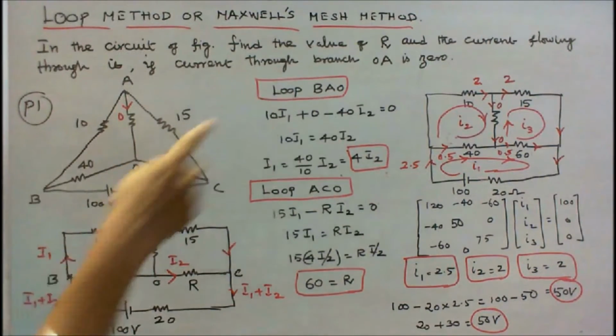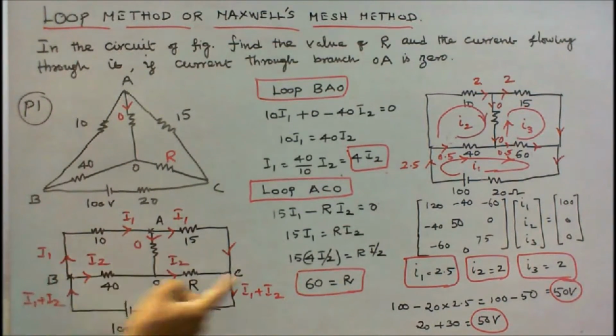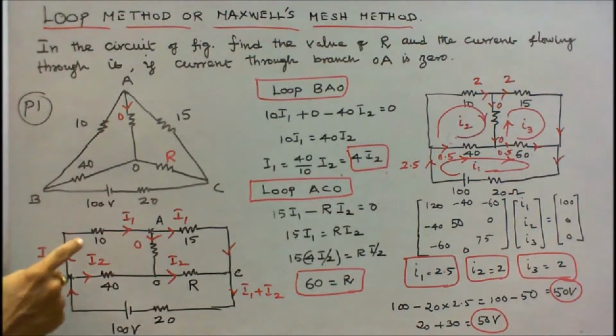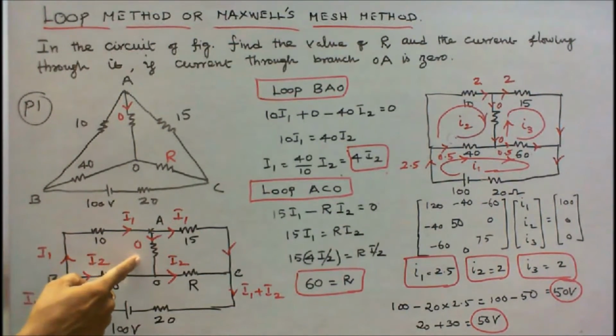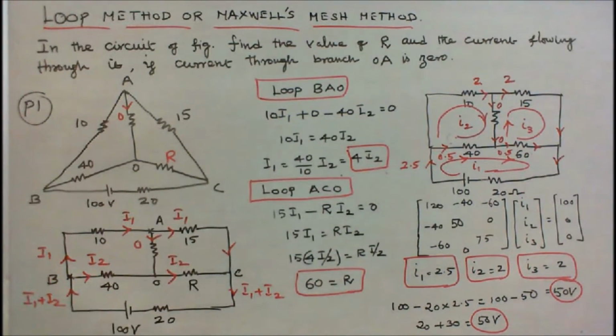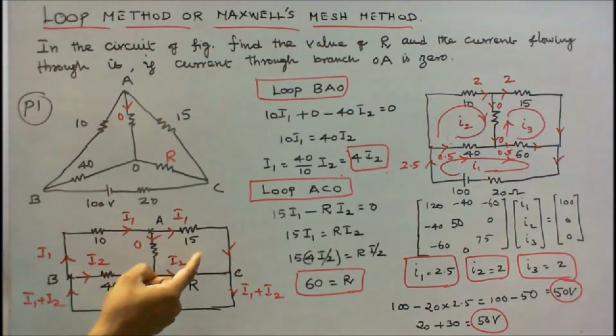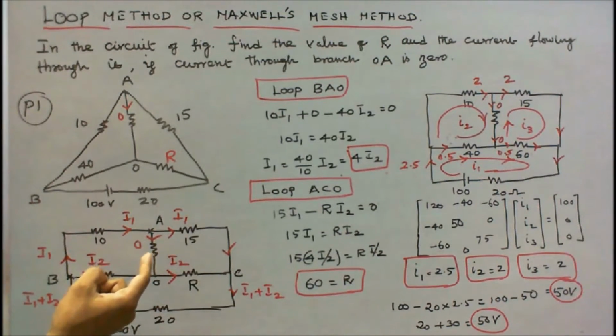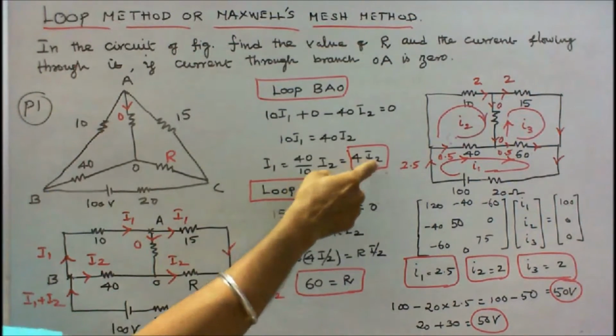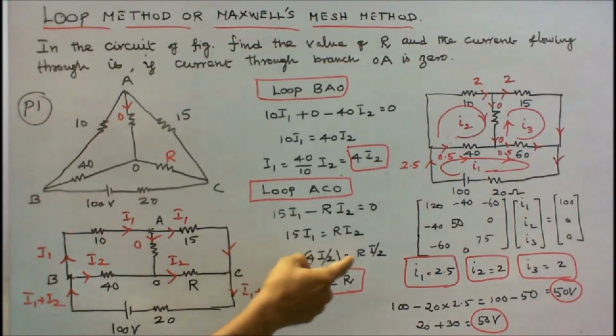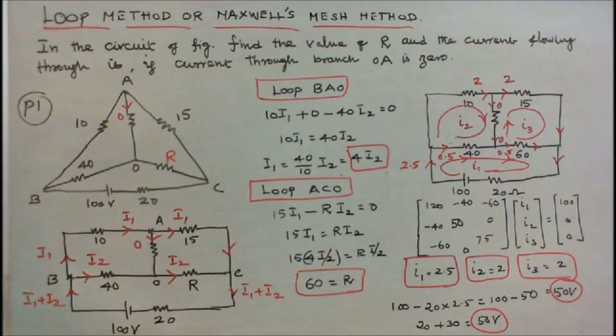I consider loop 1, B, A, O: 10 I1 plus 0 minus 40 I2 is equal to 0. 10 I1 is equal to 40 I2, therefore I1 is equal to 4 into I2. Next I consider loop ACO: 15 I1 minus R into I2 plus 0 is equal to 0. Therefore 15 I1 is equal to R into I2. I know I1 is equal to 4 I2. So 60 I2 is equal to R into I2, I2 gets cancelled, R is equal to 60 ohms.